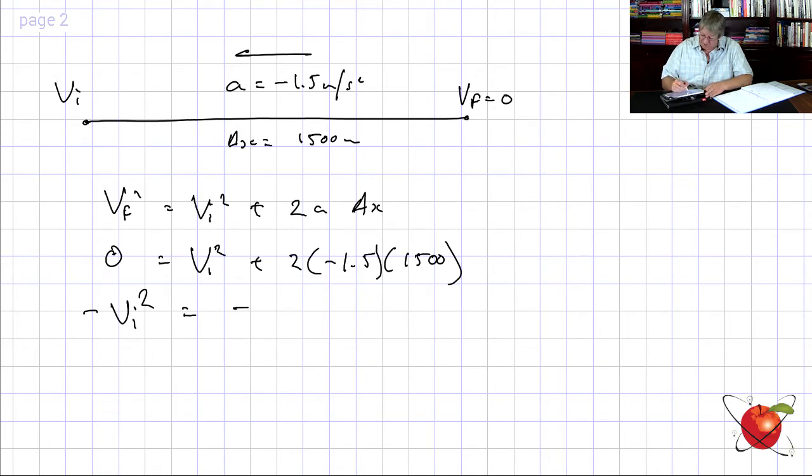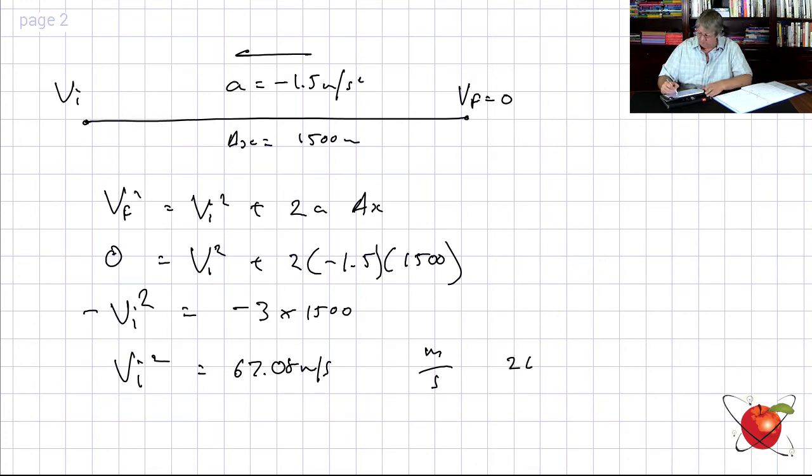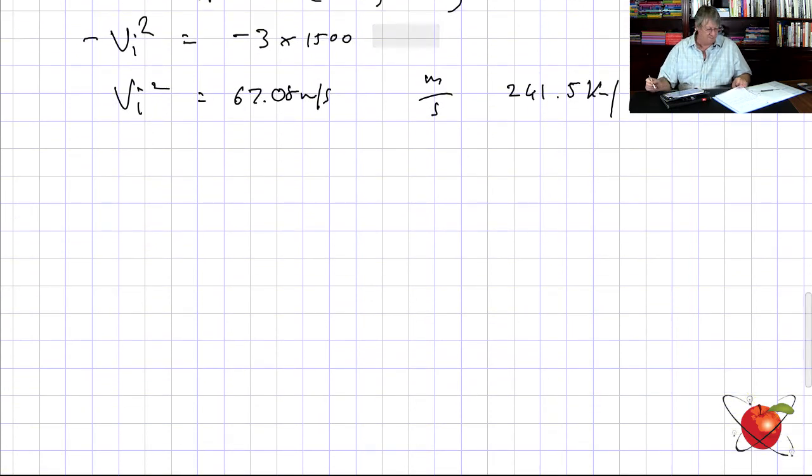That's going to be minus 3 times 1500. Therefore, V initial squared, I'm just going to take it, is 67.08 meters per second. Now I want that in kilometers per hour, so what am I going to do? I'm going to convert that. I end up with 241.5 kilometers per hour. You can see the secret is to get that drawing, isn't it? Because once you've got the drawing, it gives you all the other bits and pieces.